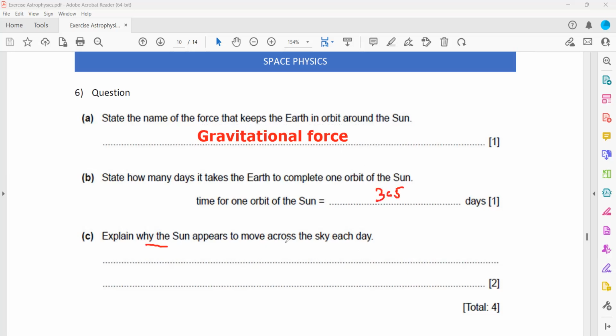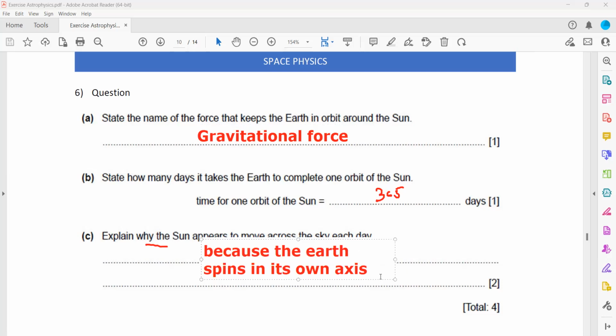Then explain why the Sun appears to move across the sky each day. Why does it feel like the Sun is moving across the sky? Yes, that's a good answer: because the Earth spins on its own axis in 24 hours. That is why we feel that the Sun is moving across the sky. One mark is for mentioning this rotation, and one mark is for mentioning the duration, 24 hours.